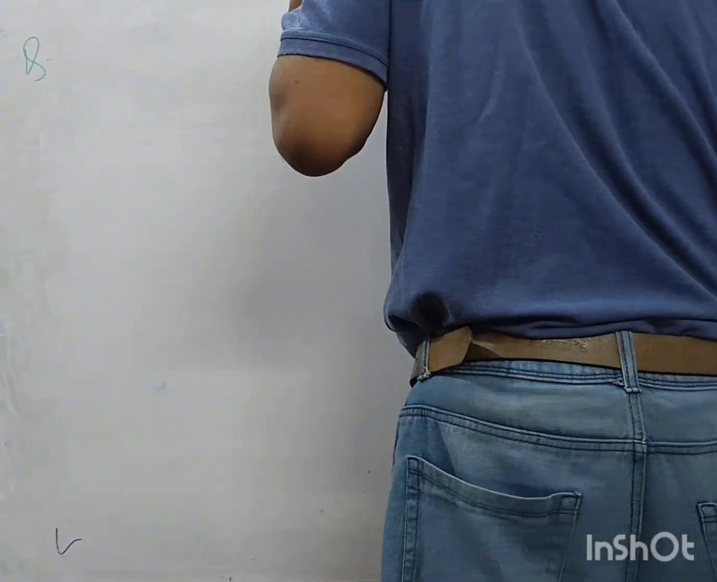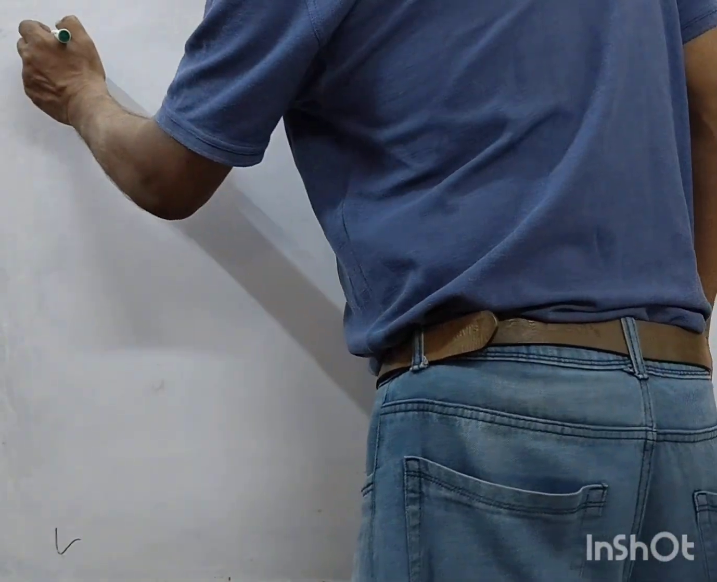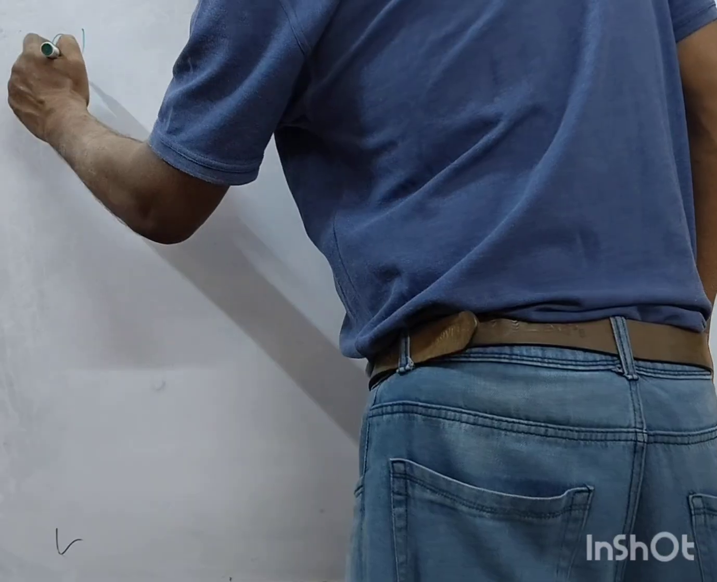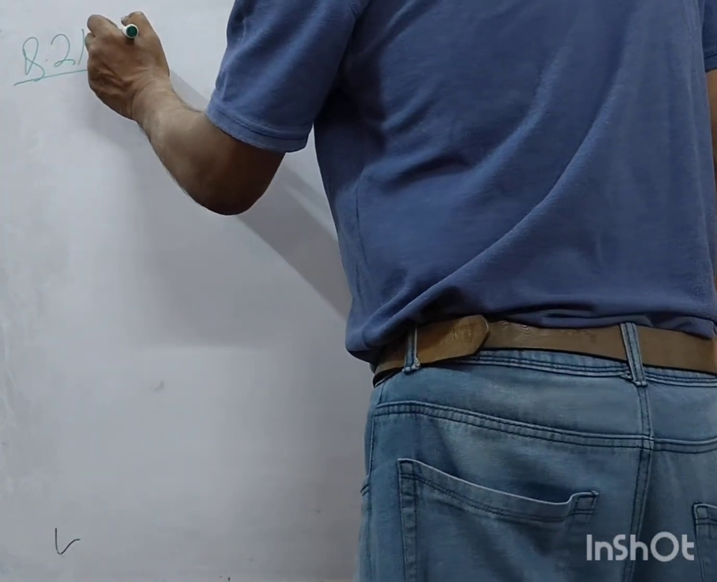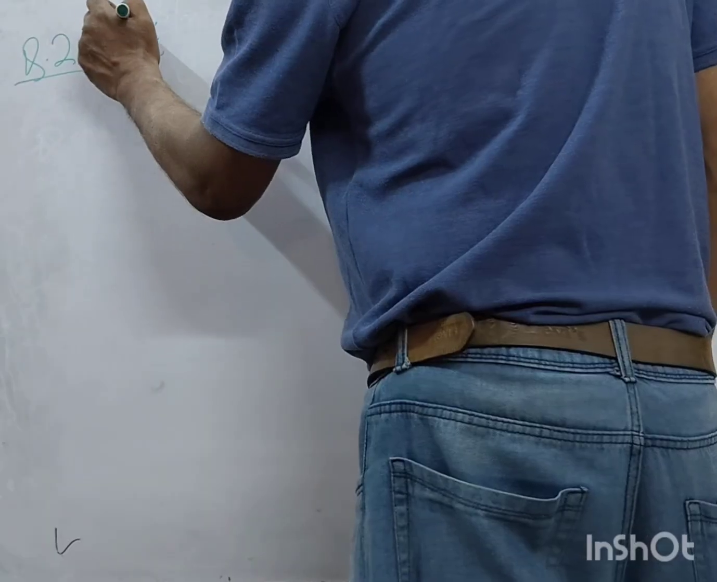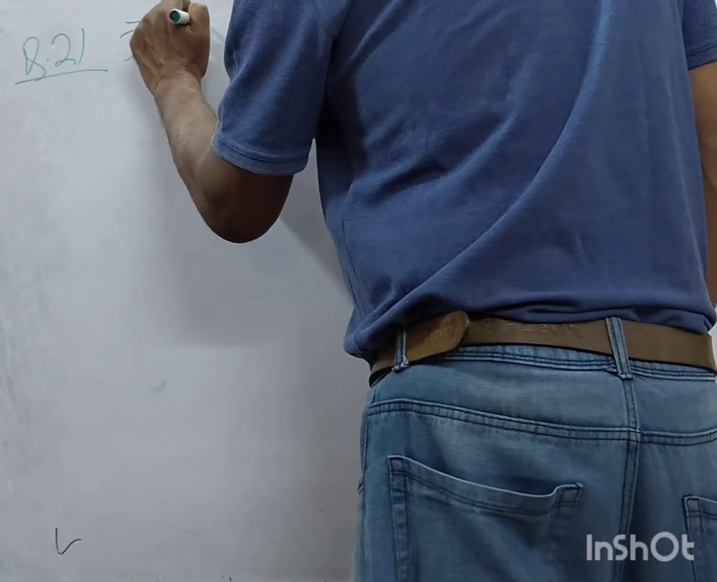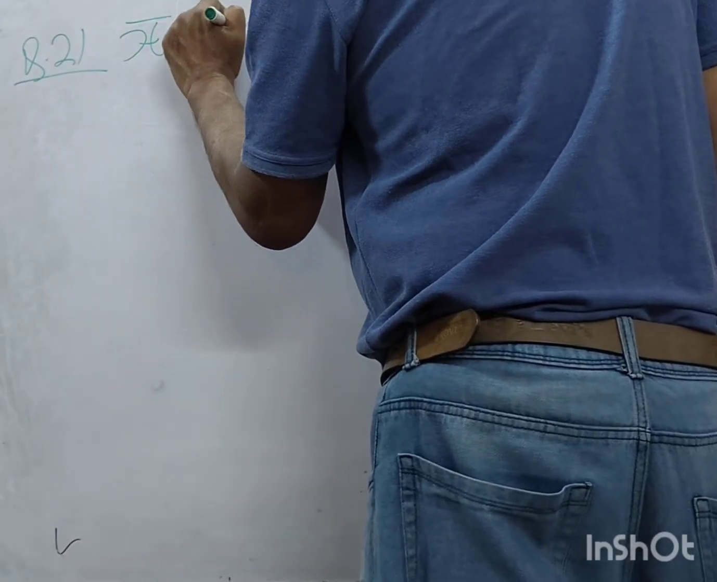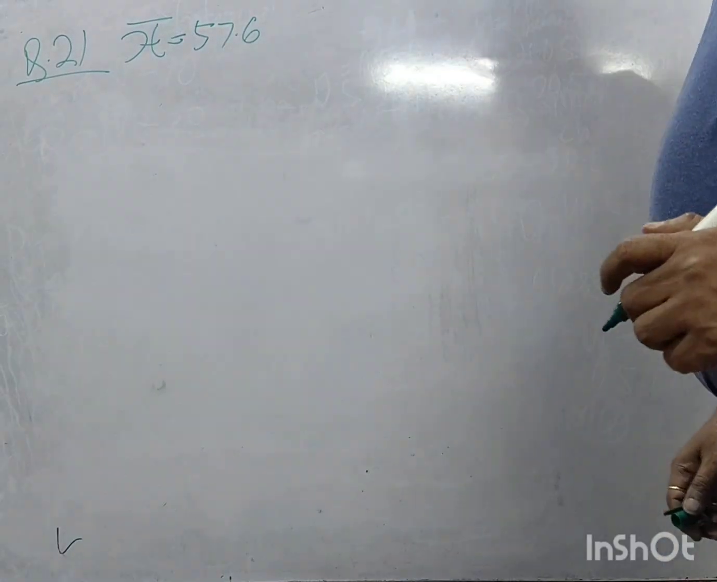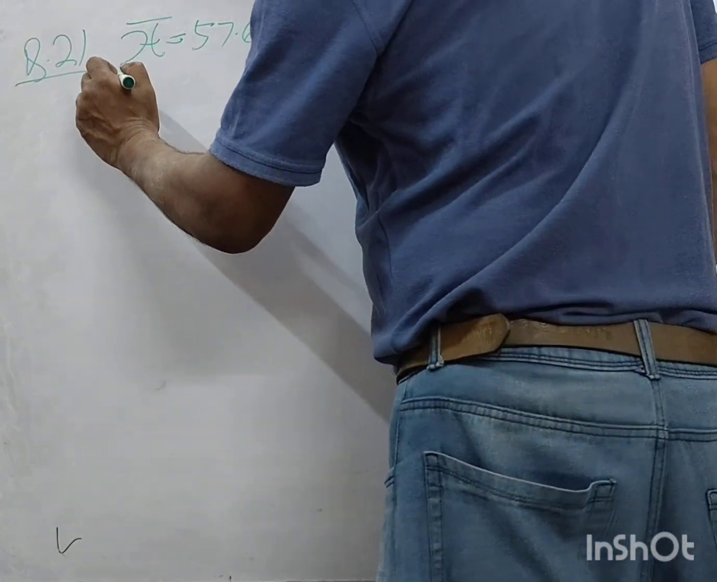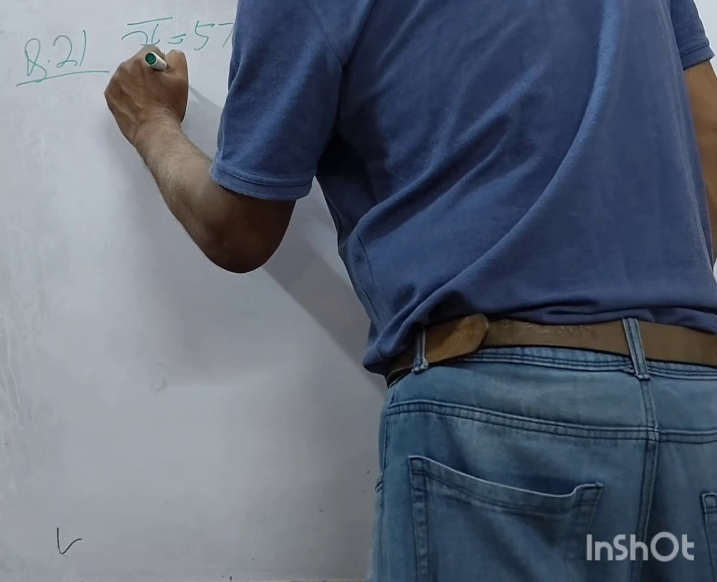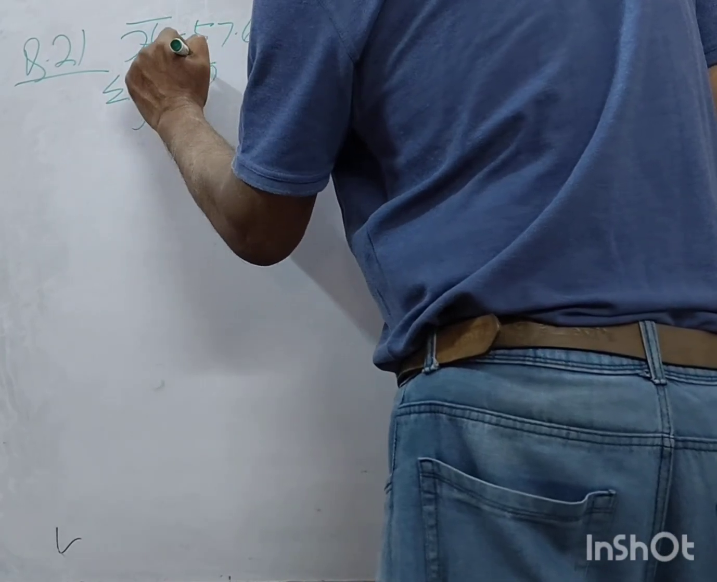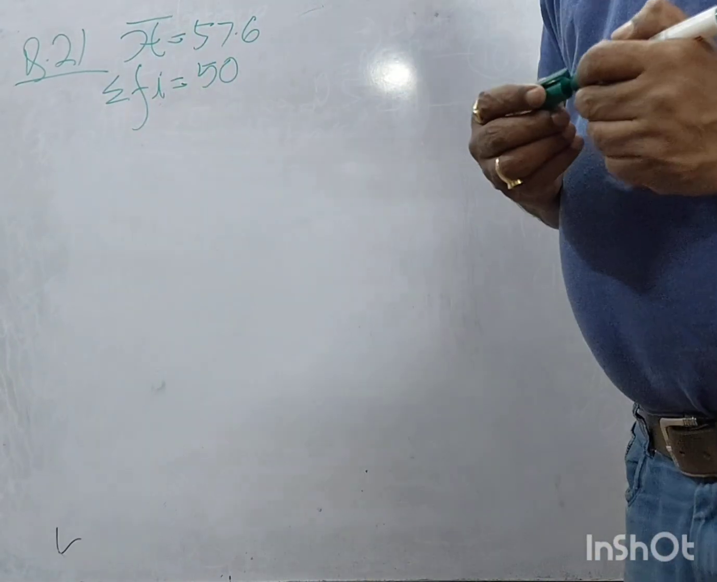Question number 21. The mean of the following frequency distribution is 57.6. Mean is 57.6, and the sum of frequencies, summation of fi, is equal to 50. There is a table given to you also.